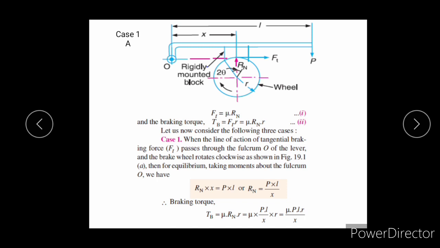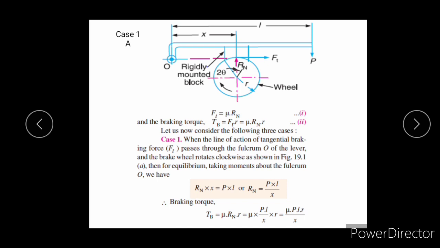In case 2, we will see that the fulcrum is above the line of action of this tangential force Ft. And there will also be 2 cases. Wheel will move in clockwise and anti-clockwise direction. Then in case 3, the fulcrum will be below this line of action. So let us discuss this case 1A.